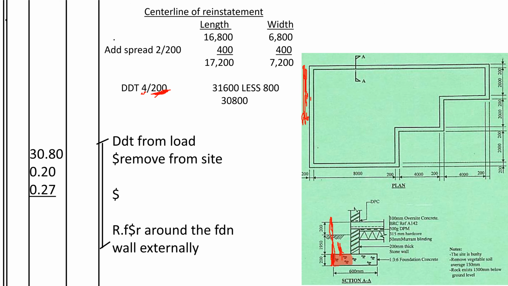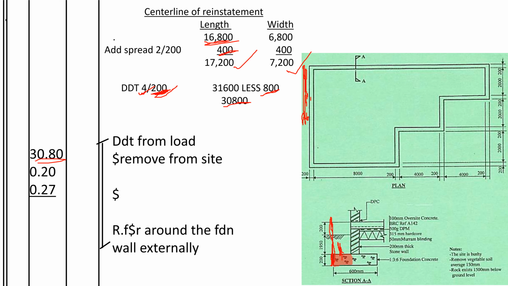So, and also you should note that the center line of reinstatement, we usually reinstate the soil from the reduced level up to the topsoil. So we shall take the center line of reinstatement, which is taken by the center line of the walls. We add the spread on both sides. We get for the length is 17,200, for the width 7,200. Then we shall deduct number of corners times the thickness of the wall, the thickness of the spread, which is being reinstated. So we deduct 800.